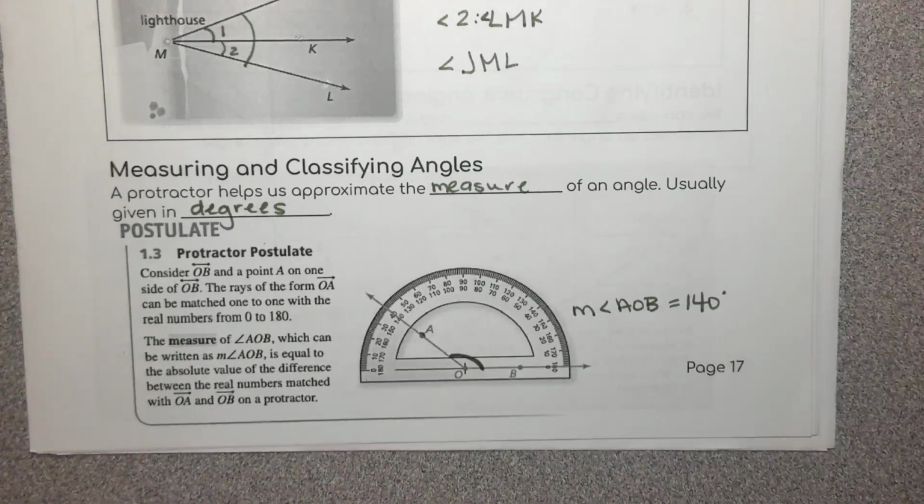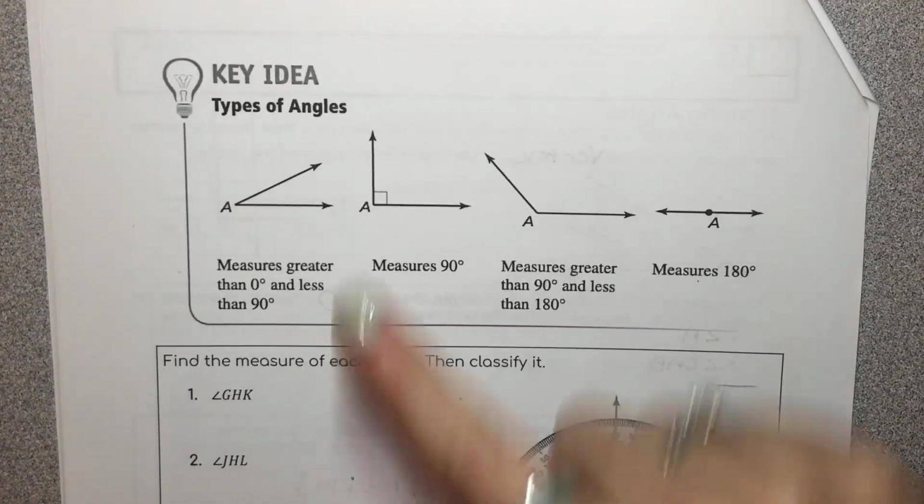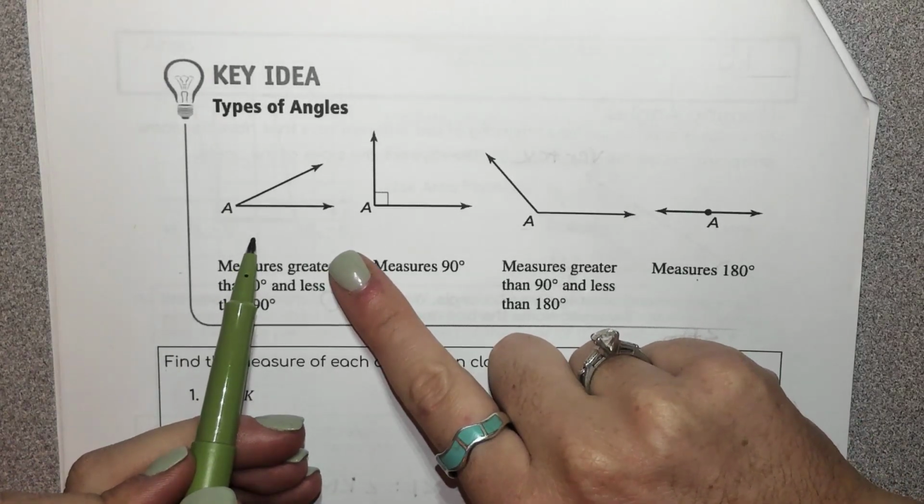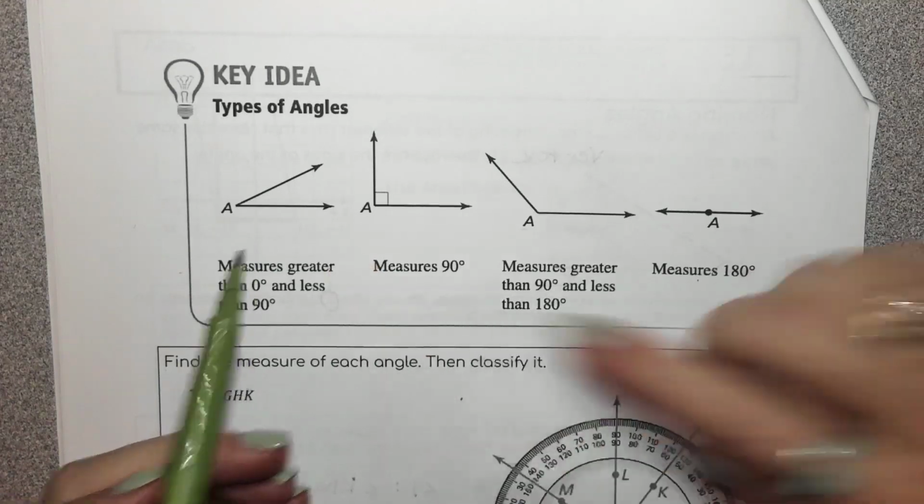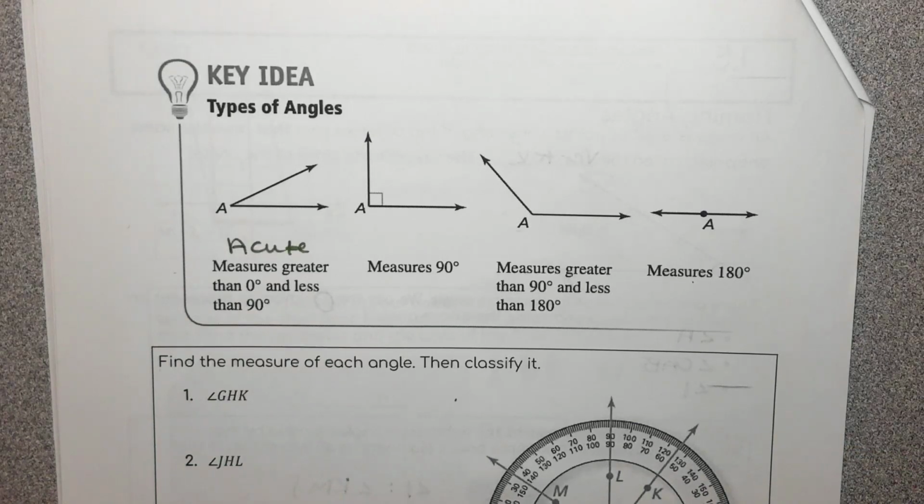Alright, flip the page once you have that. And we're going to name our types of angles, aka classify them. Alright, the first one here, this angle. Does anybody know what we call an angle like this? Kenzie? Acute. Acute, which means it's between 0 and 90 degrees. It has to be less than 90.